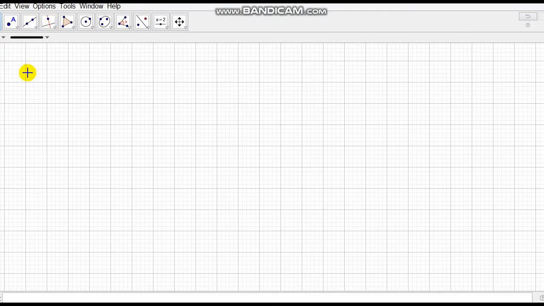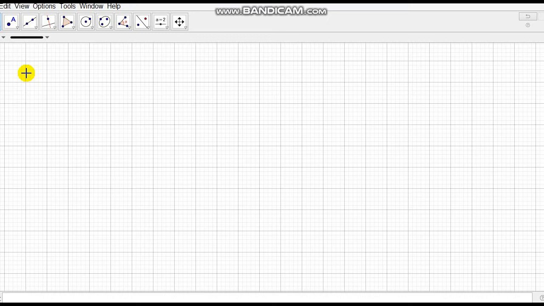Hey everyone, today we're going to discuss the laws of logarithm. We use the laws of logarithm whenever we perform operations involving logarithmic expressions. Now, there are three laws of logarithm. The first is the logarithm of a product, the second is the logarithm of a quotient, and the third is the logarithm of a power.